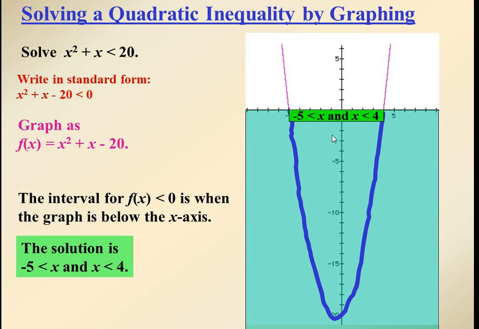You could say the solution is -5 is less than x and x is less than 4. Or you could write it as a complete statement. Something like x such that -5 is less than x, which is less than 4, and x is any real number. So any value for x that is between -5 and +4 will satisfy the original inequality. And we found that by graphing the function and seeing when this function is less than 0.